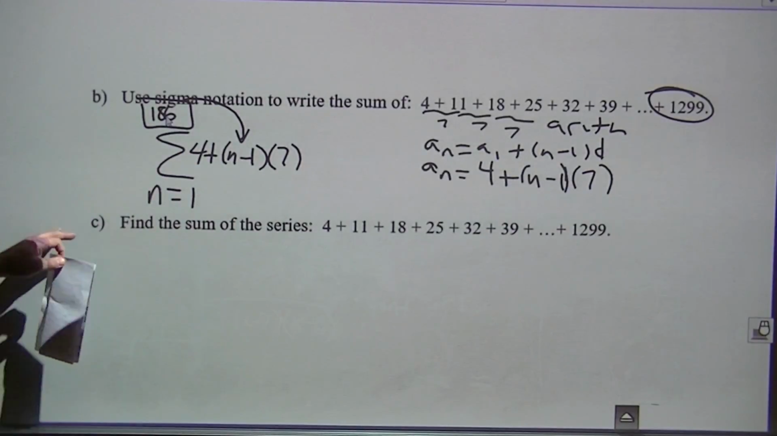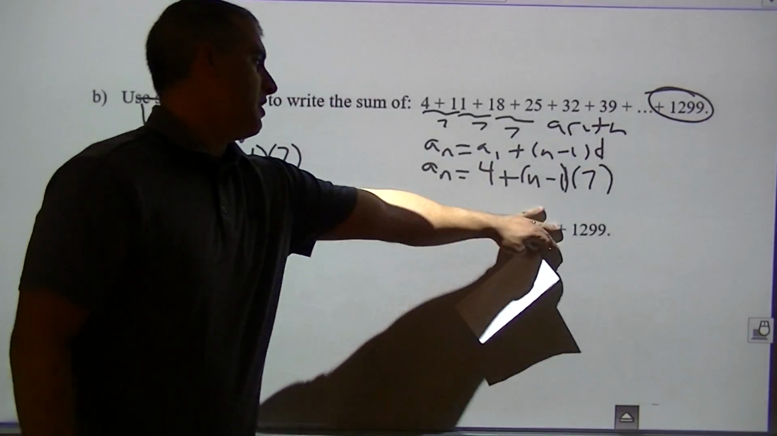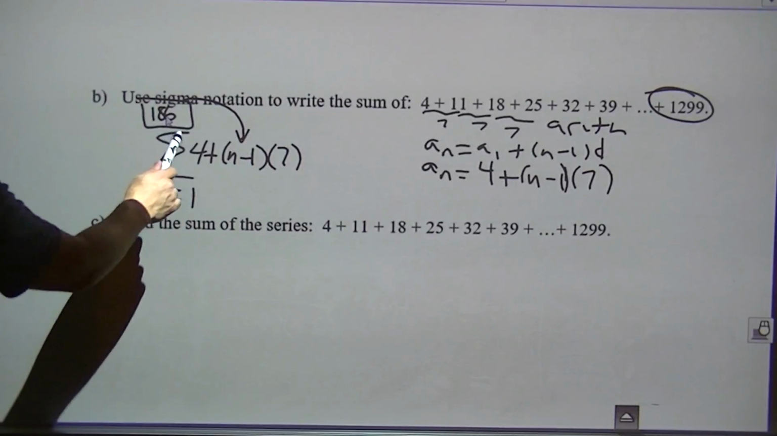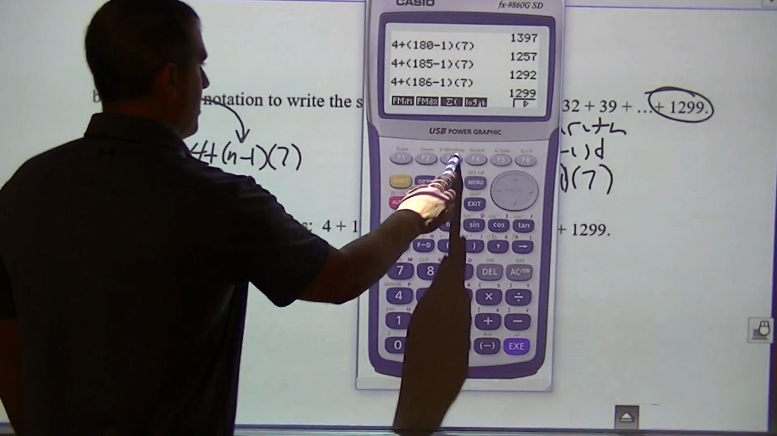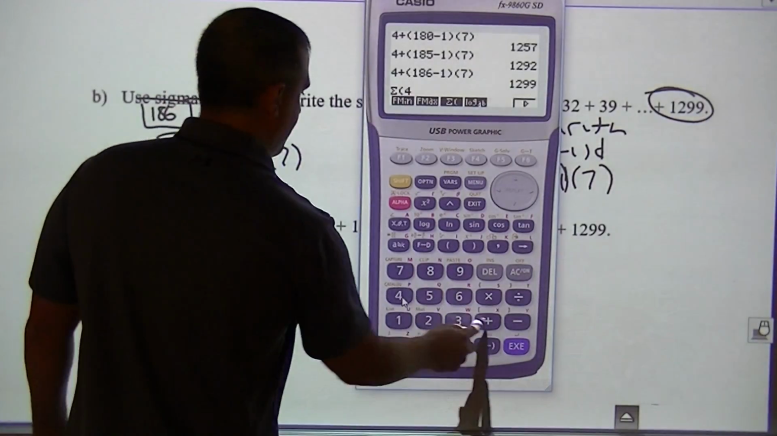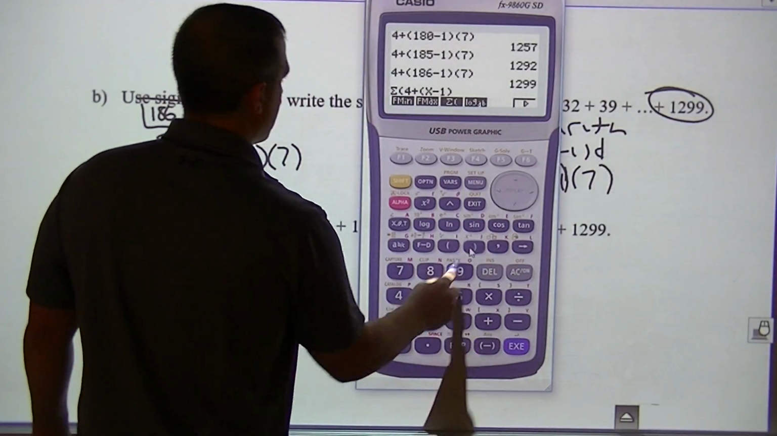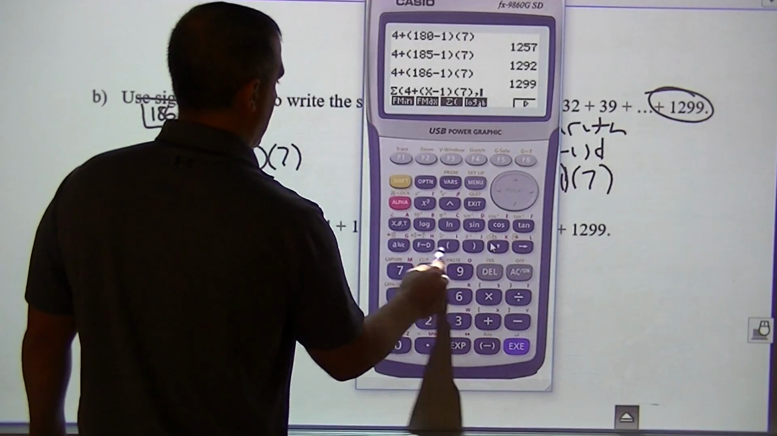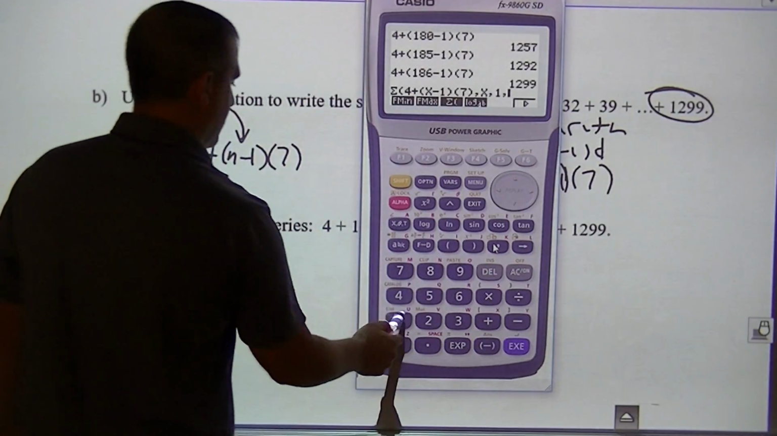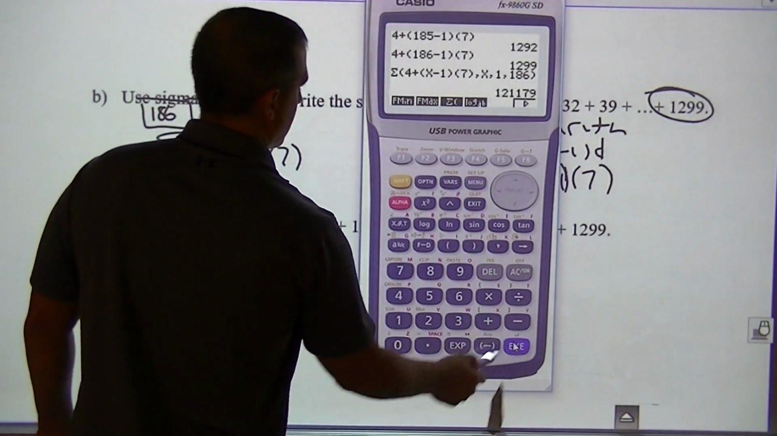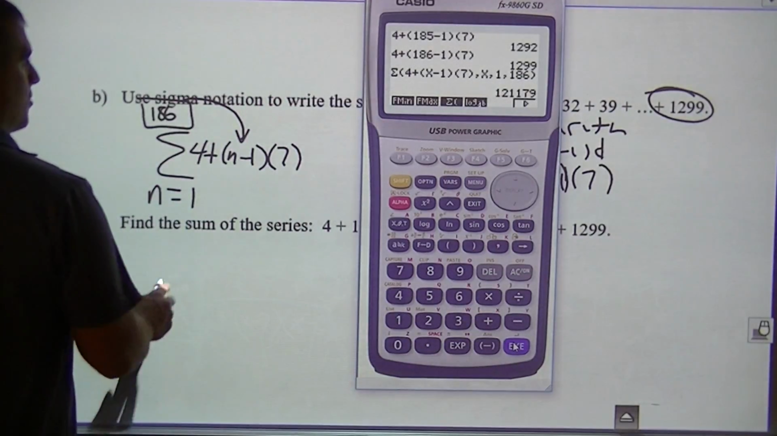It says find the sum of the series. I've already got this set up here, so all I'm going to do is go to the sum function. I'm going to use my formula, 4 plus 7 times x minus 1, comma x, comma 1, comma 186. And there's my answer, 121179.